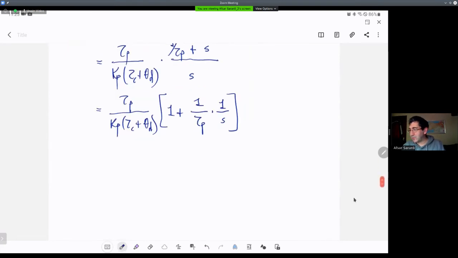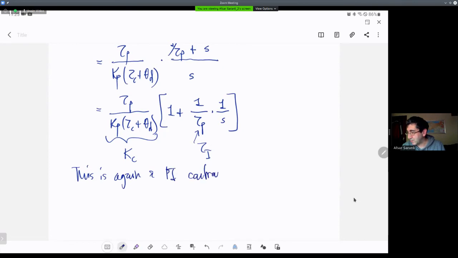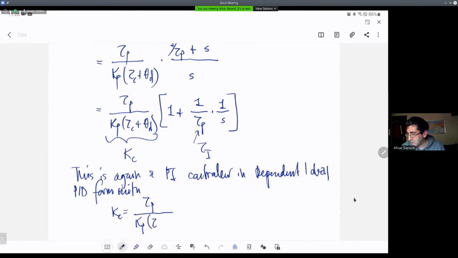Again, if you look at this, you have this being Kc and this being tau I. So this is again a PI controller in dependent ideal PID form with the parameters Kc equals Kp tau c plus theta d, and also tau I is equal to tau p.